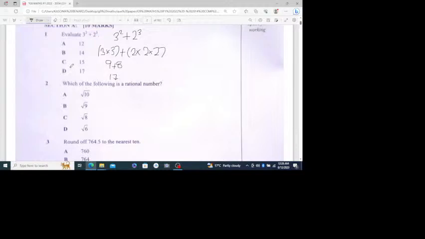So the answer here was D. D was the correct answer. So basically that's what you need to do on question 1. Let's go to question 2. Question 2 is as follows.